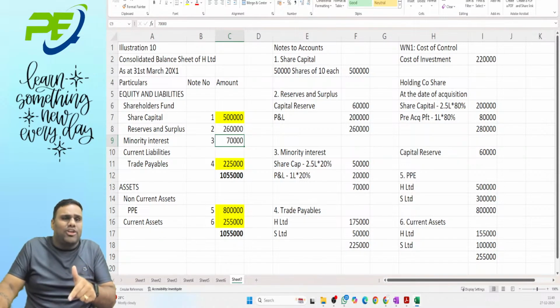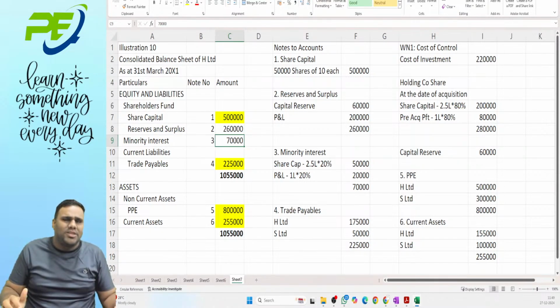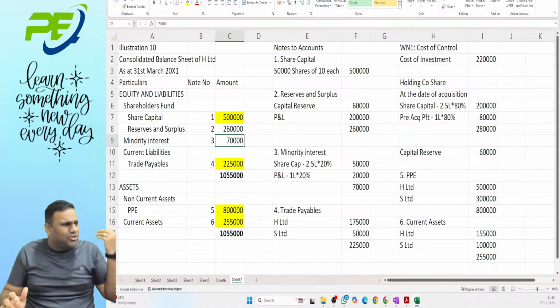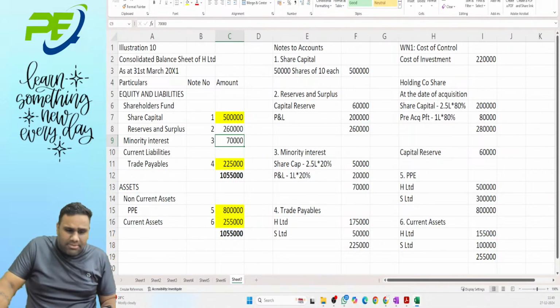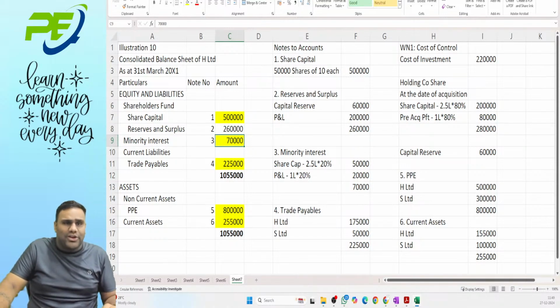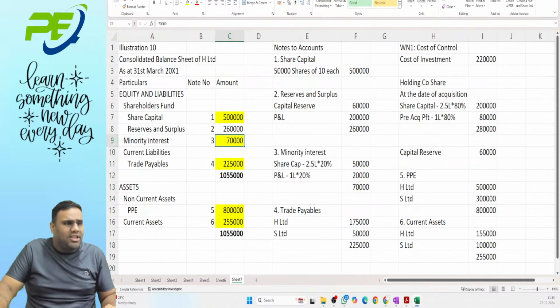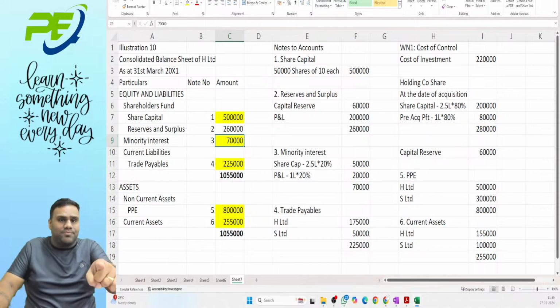So in this, why you did not know post acquisition profit? No post acquisition. So it is same. Minority interest. Reserves and surplus. One capital reserve we got from cost of control, and then holding company reserve. That's all. This also we did in one problem.